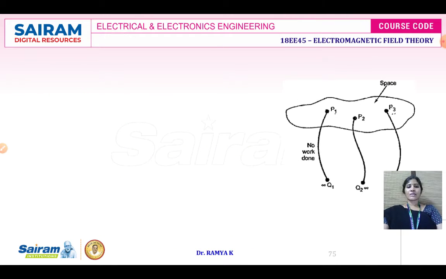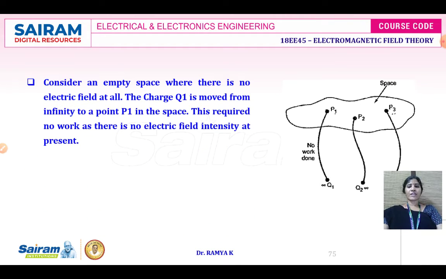All these things have been explained. Consider the empty space where there is no electric field at all. If you want to move the test charge Q1 from infinity to the point under consideration, then the work done will be equal to 0. Whereas if you want to move the other test charges inside the universe, then we need to do some amount of work, because when you are moving Q2, Q1 is already available inside the universe.